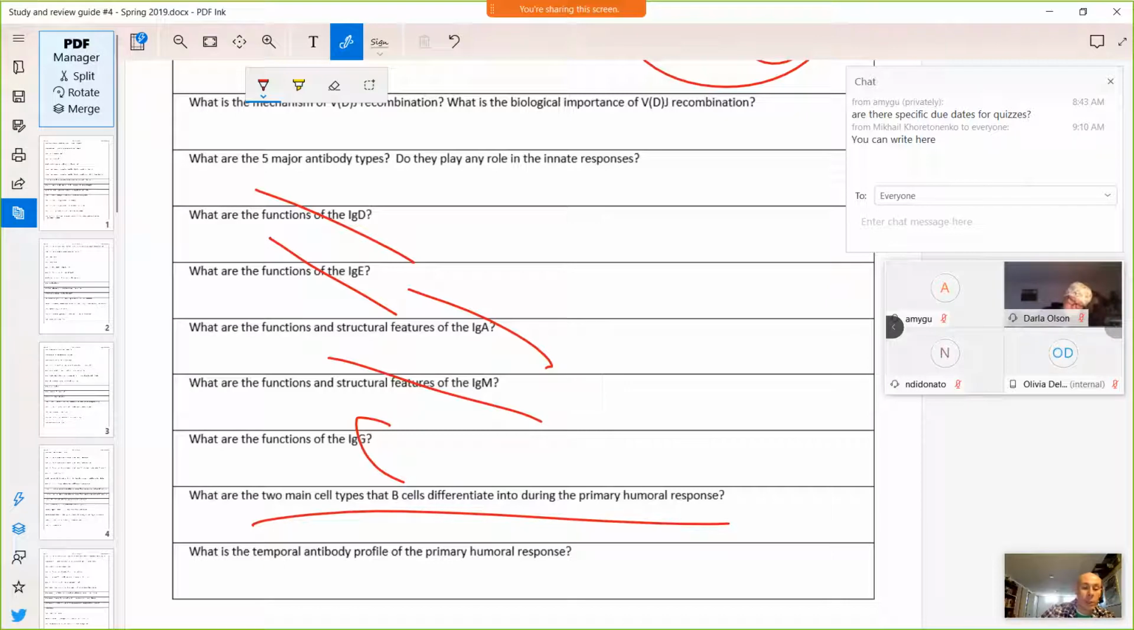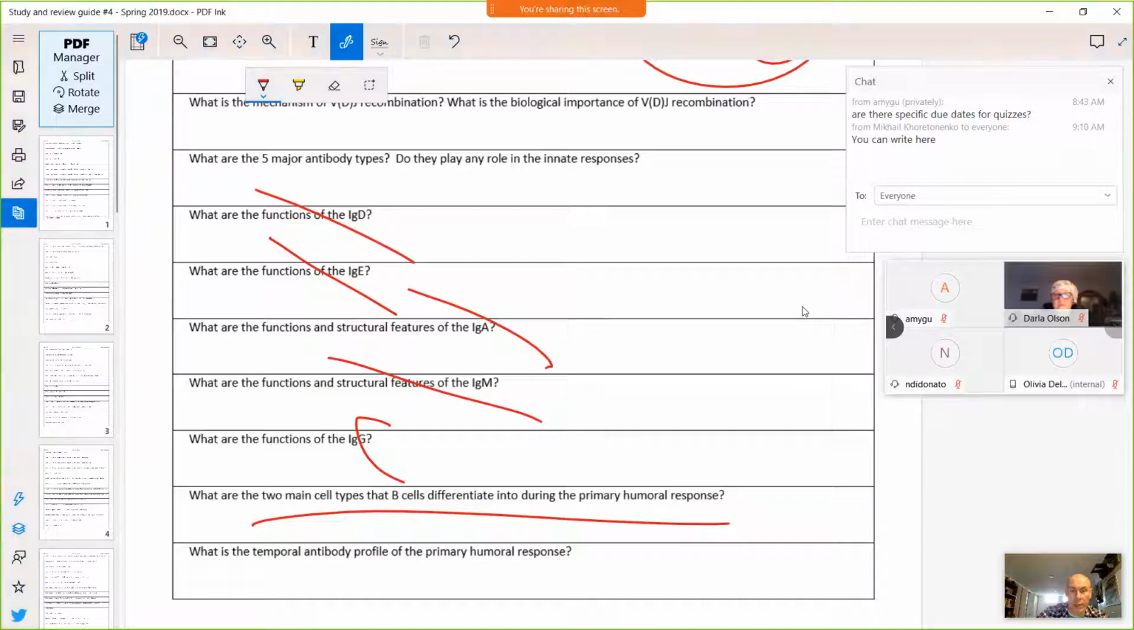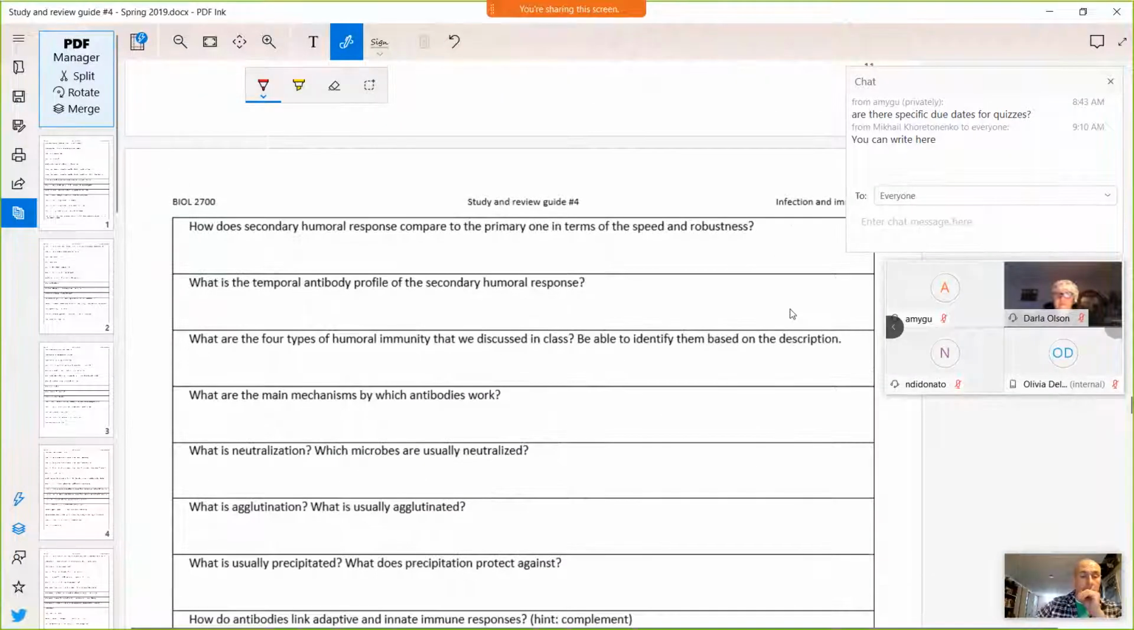Temporal antibody profile of the primary response. So here I refer to this image. So you see primary response, you have IgM first, IgG second. And then when you're exposed to the same pathogen, IgM and IgG coincide basically immediately, and IgG rises to much higher levels. So in secondary response, IgG is the primary type. Okay, we got this. Yeah, secondary humoral response is much faster and more robust.